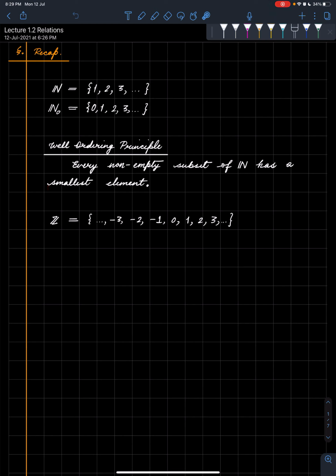We saw some examples as to how to apply the well-ordering principle, and then we finally discussed the notion of integers. This is the notation, Z with an extra slash. And well, we know what integers are. It's basically all the quote-unquote positive integers and the negative integers, and including 0. So that's that, and now let us go to the material of the lecture.